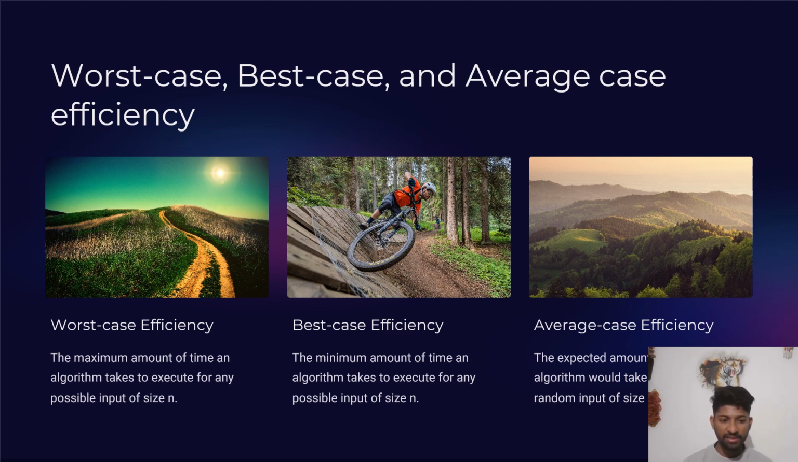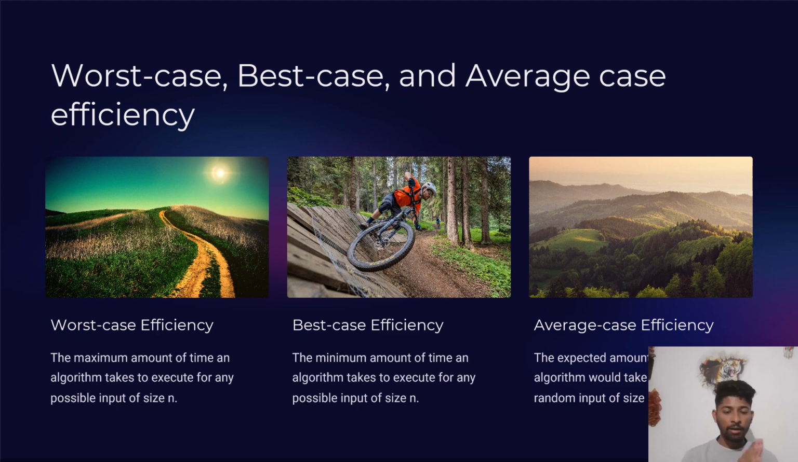The worst case efficiency: the maximum amount of time an algorithm takes to execute for any possible input of size n, then it is a worst case efficiency. When it's the best case efficiency: the minimum amount of time an algorithm takes to execute for any possible input of size n, then it is a best case efficiency. Average case efficiency: the expected amount of time an algorithm would take to execute for a random input of size n is average case efficiency.